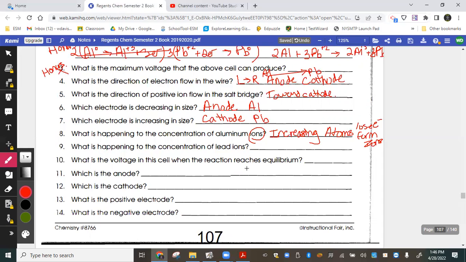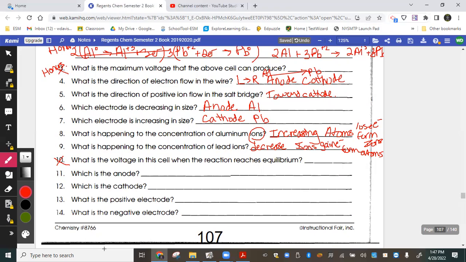And what's happening to our lead ions? Our lead ions are decreasing. And what's happening over there is the exact opposite. So instead of starting with atoms, we're starting with ions, and then we gain electrons, and then form atoms. All right, sorry for the messy handwriting. And again, voltage, I would need the honors reference tables for that, so I'm going to skip that.